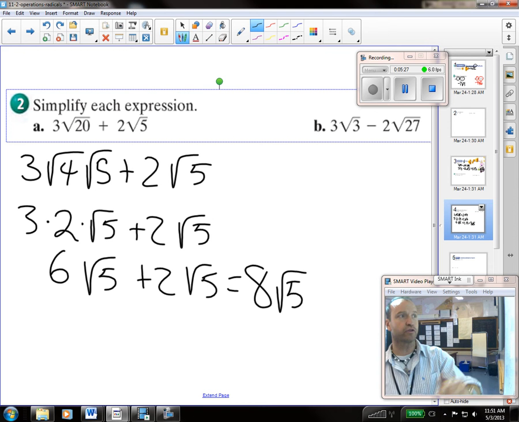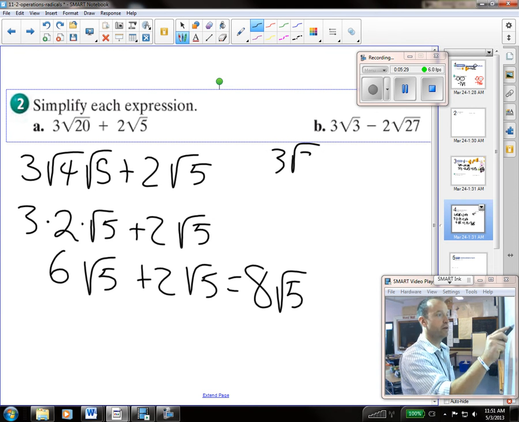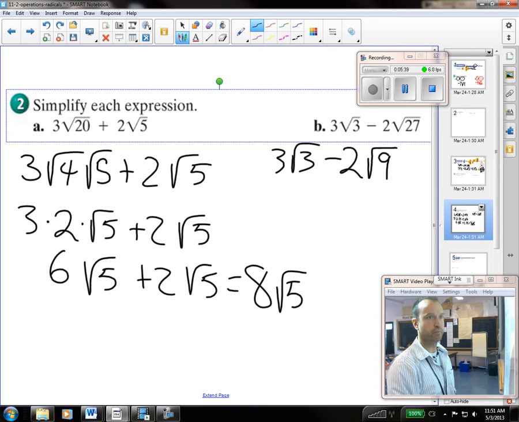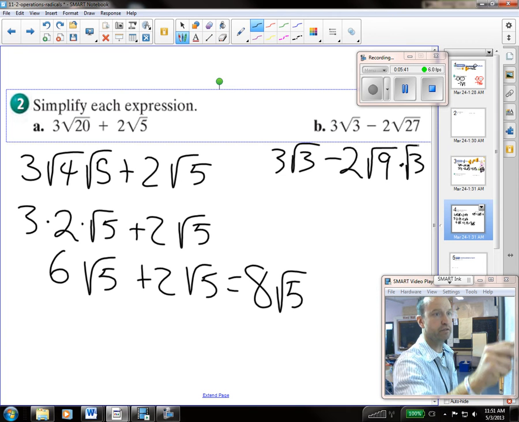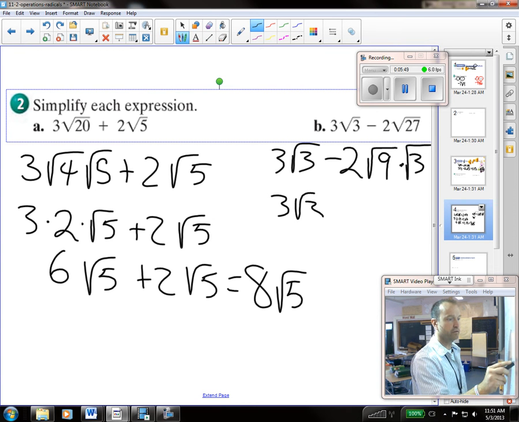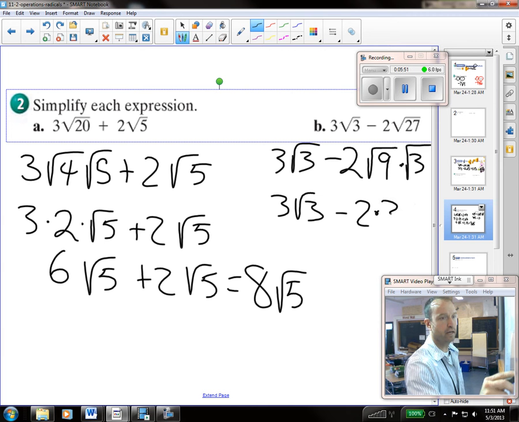Here we want to subtract, so we have 3 square roots of 3, nothing can happen there. Minus 2, square root of 27 has a perfect square factor of 9. 9 is a perfect square, and 9 times 3 is 27. Both of those factors are still under the radical, because the 27 was under the radical. So I have 3 square roots of 3 minus 2 times 3 times the square root of 3.